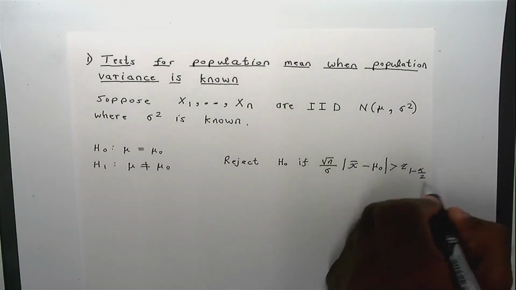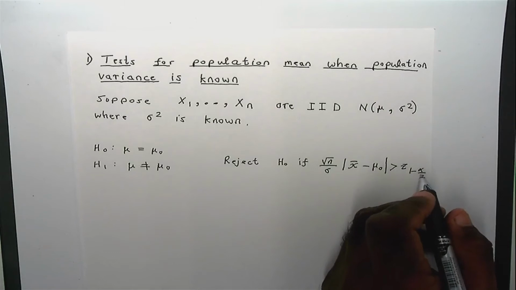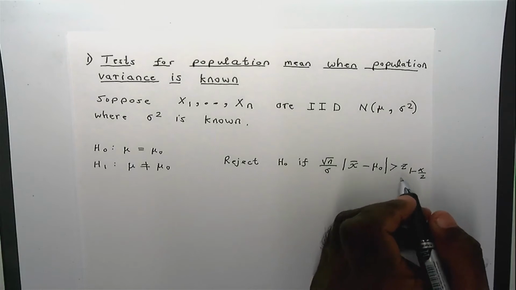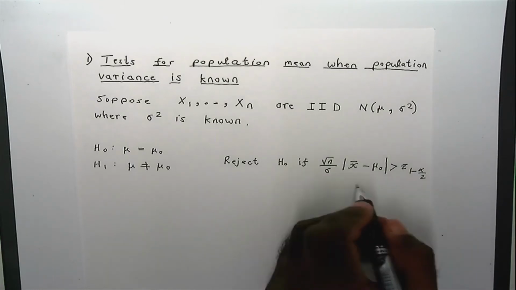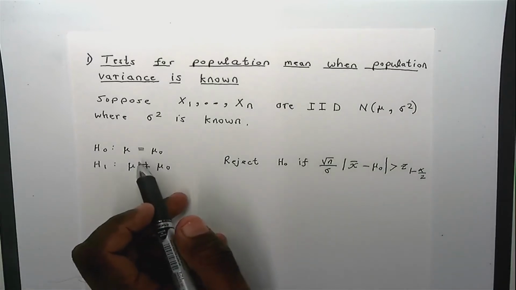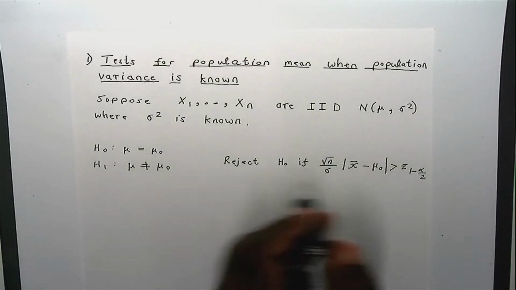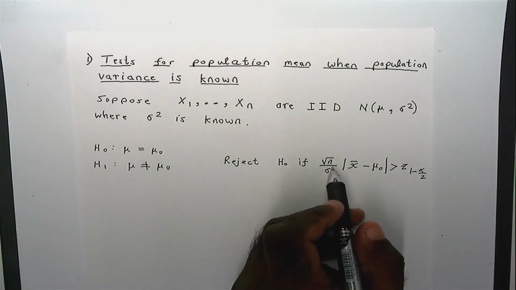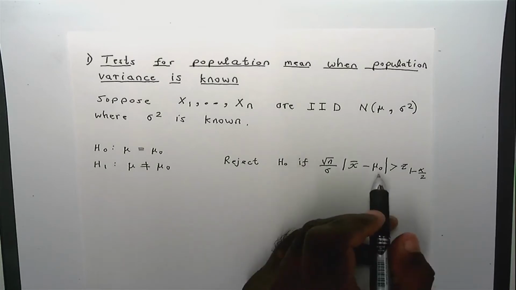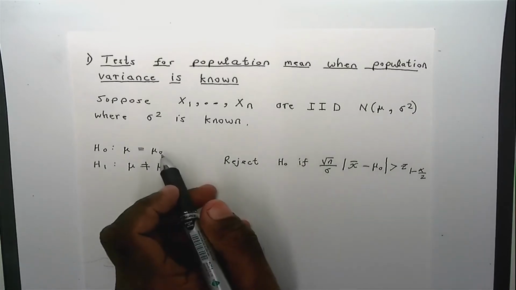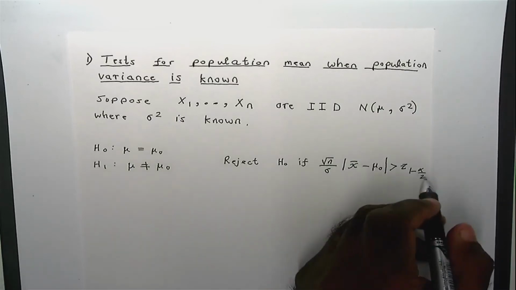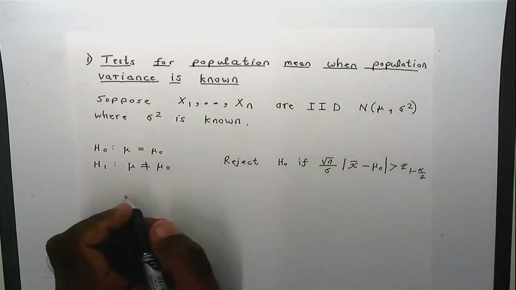Remember, this is the percentile of the standard normal distribution we talked about in an earlier video, referred to as percentiles. So this is the rule for rejecting the null hypothesis when you have this as the null and this as the alternative. Here x bar is the sample mean, n is the sample size, sigma is the population standard deviation, mu0 is the given value, and alpha is the significance level. Usually people take alpha to be equal to 0.05 or 5%.